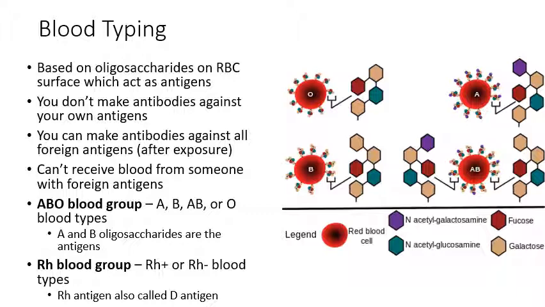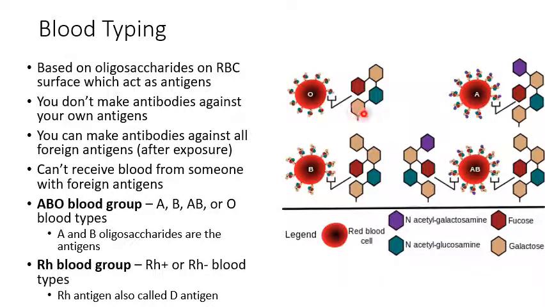So you have the ABO blood group that involves the A and the B antigens, and then you have the RH blood group, which involves the RH antigen, which is also called the D antigen. So all these antigens on the blood cell surfaces are oligosaccharides. And an oligosaccharide is just a sugar. Well, it's a type of carbohydrate that's made out of several little sugars.